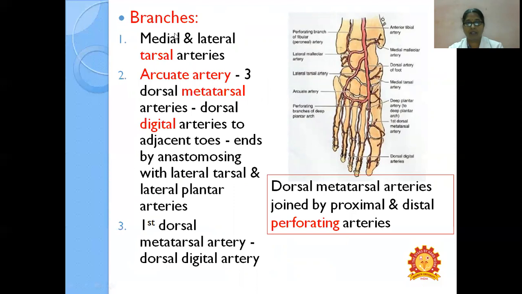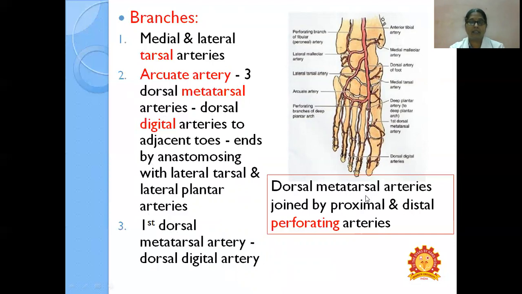Branches. What are the branches of the artery? It gives rise to the medial and lateral tarsal arteries. And there is one more artery called the arcuate artery, which gives the second, third and fourth dorsal metatarsal arteries, and these in turn give dorsal digital arteries to the adjacent toes. This artery ends by anastomosing with the lateral tarsal and the lateral plantar arteries. The third branch is the first dorsal metatarsal artery. So these are the branches. The main branches are the medial and lateral tarsal arteries.